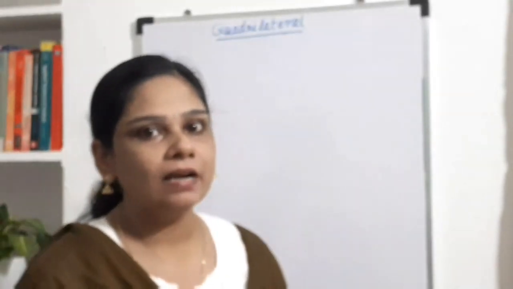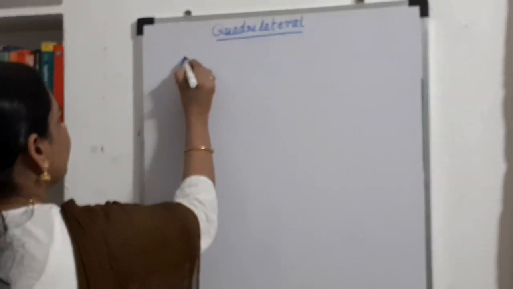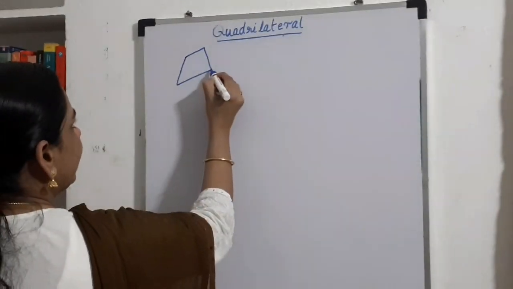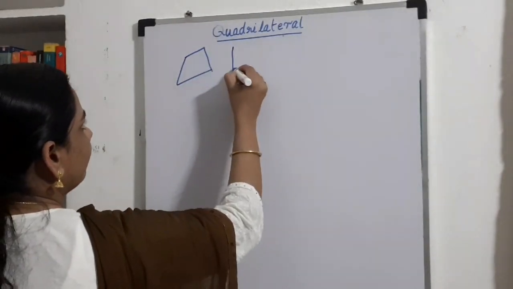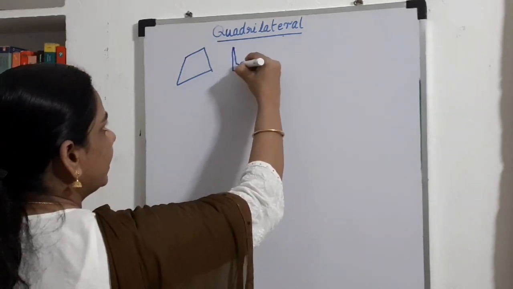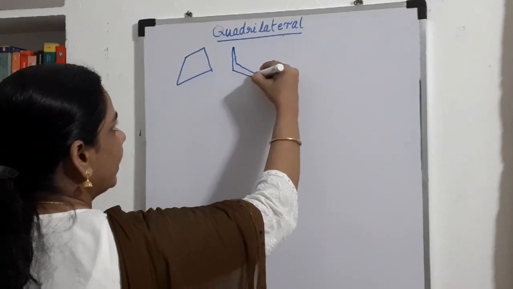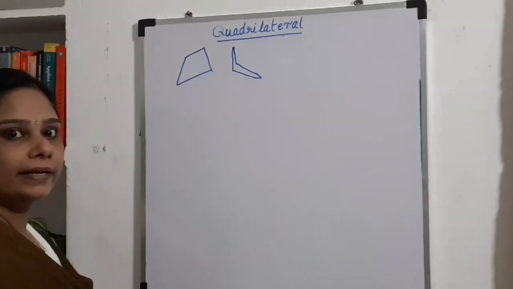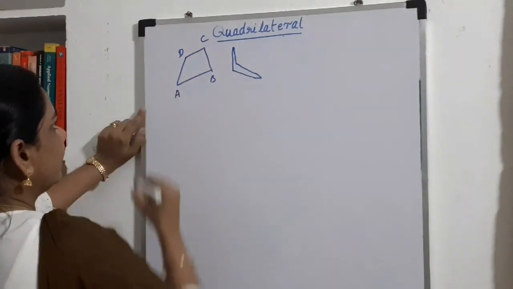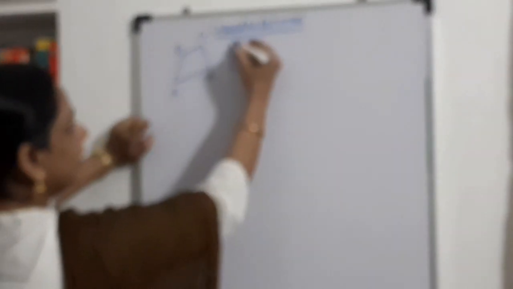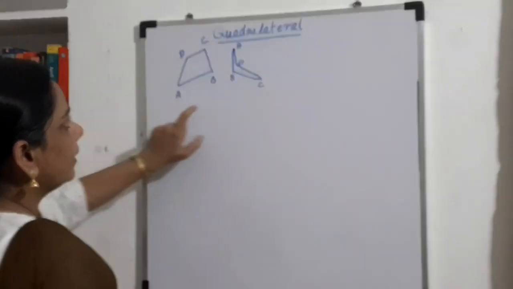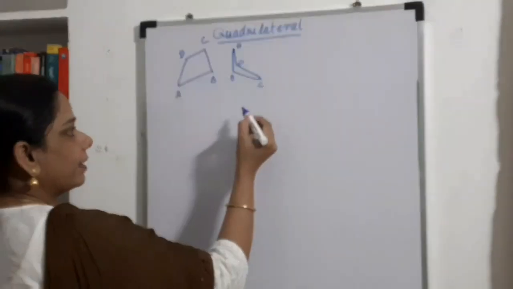What is a quadrilateral? A four-sided closed polygon is known as a quadrilateral. A, B, C, D is a quadrilateral. Here A, B, C, D is also a quadrilateral.